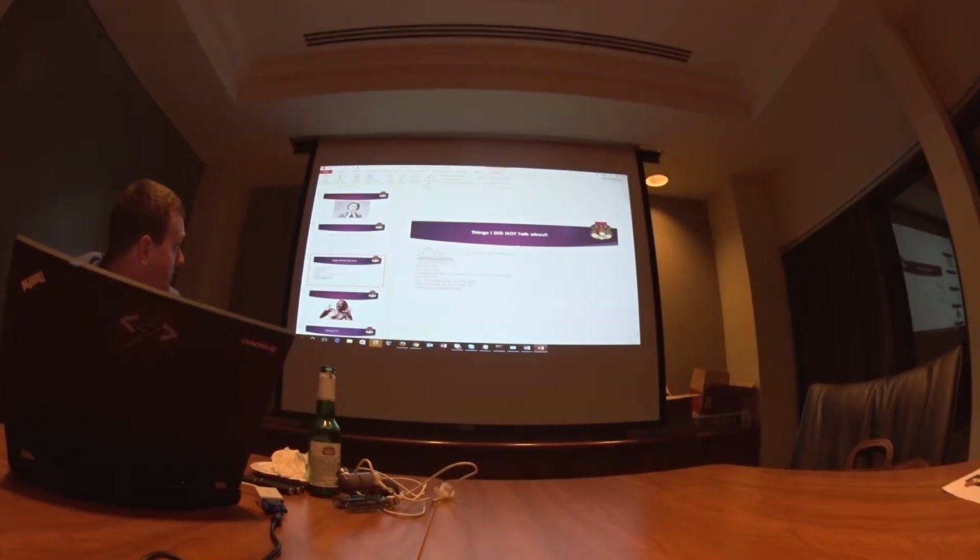VPN connections we kind of went over. Again, you get charged, but it's a hardware VPN connection or a software one. You get charged by the minute.